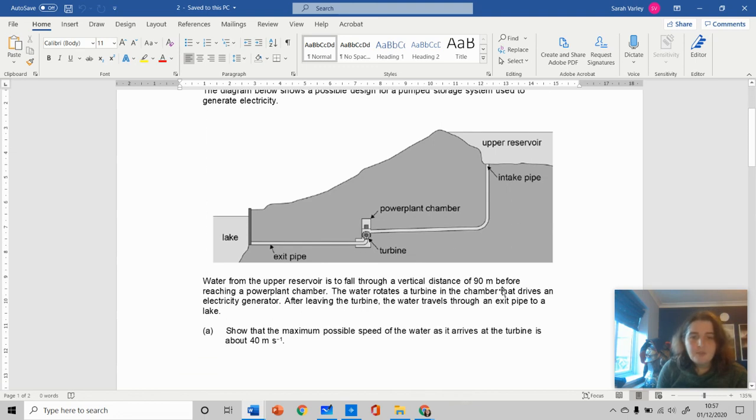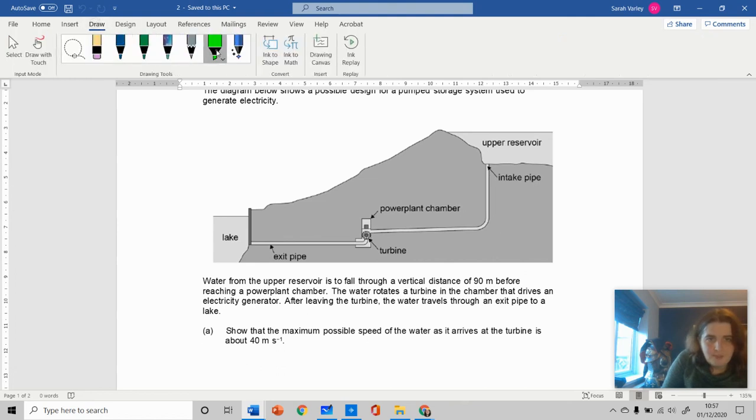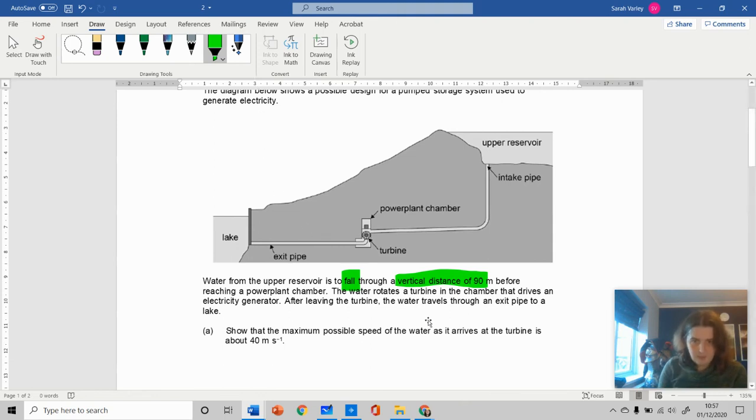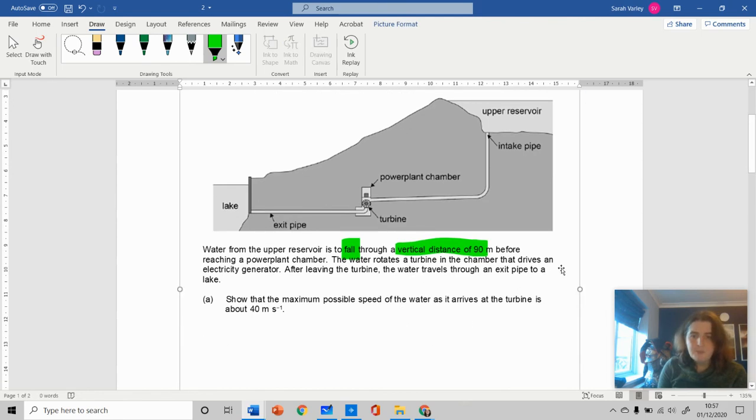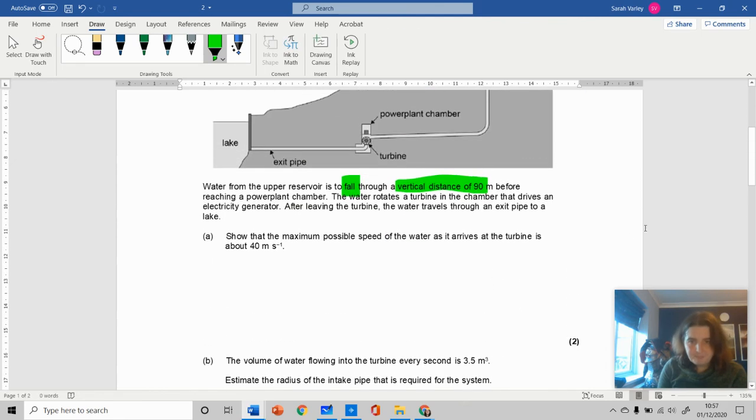Water from the upper reservoir is to fall through a distance. Now, this is important. Fall through a distance. Here we go, get my highlighter out. Fall through a vertical distance of 90 metres before reaching the power output. The water rotates a turbine in the generator that drives the electrical generator. After leaving the turbine, the water travels through the pipe. Show that the maximum possible speed of the water as it enters the turbine is about 40 metres per second.